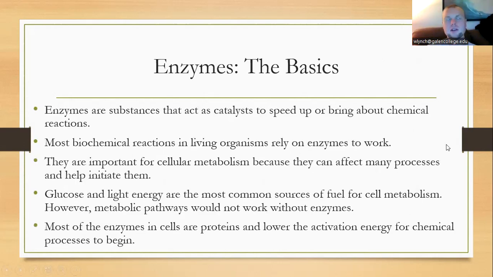All right, so our metabolic processes take less time than they normally would in other circumstances because of enzymes. Enzymes catalyze or speed up chemical reactions. Most of our biochemical reactions rely on enzymes to be efficient, right? We need this for cellular metabolism. The two most common energy sources for cell metabolism are glucose and light energy, but we still need enzymes in these pathways to get enough energy out to fuel all of our cellular activity. Most enzymes in cells are proteins and lower the activation energy for chemical processes to begin.